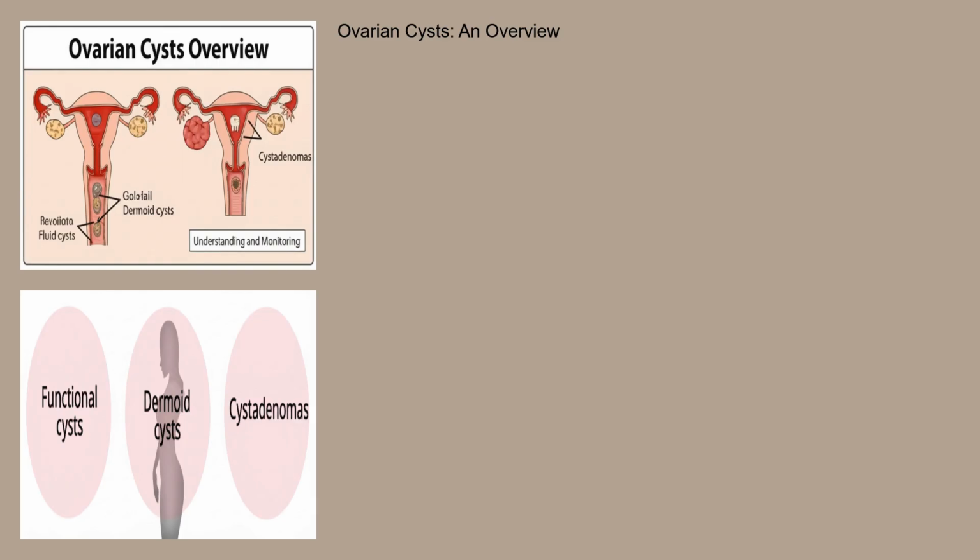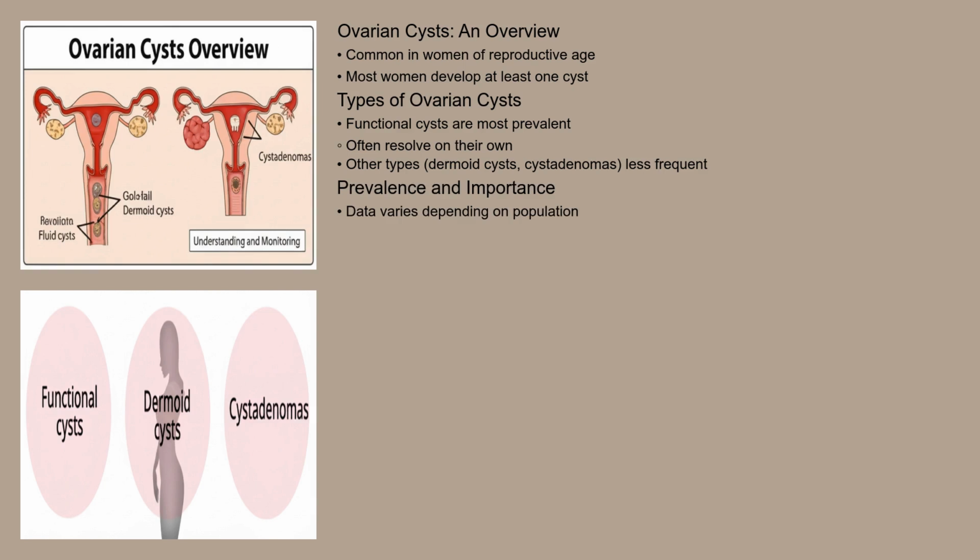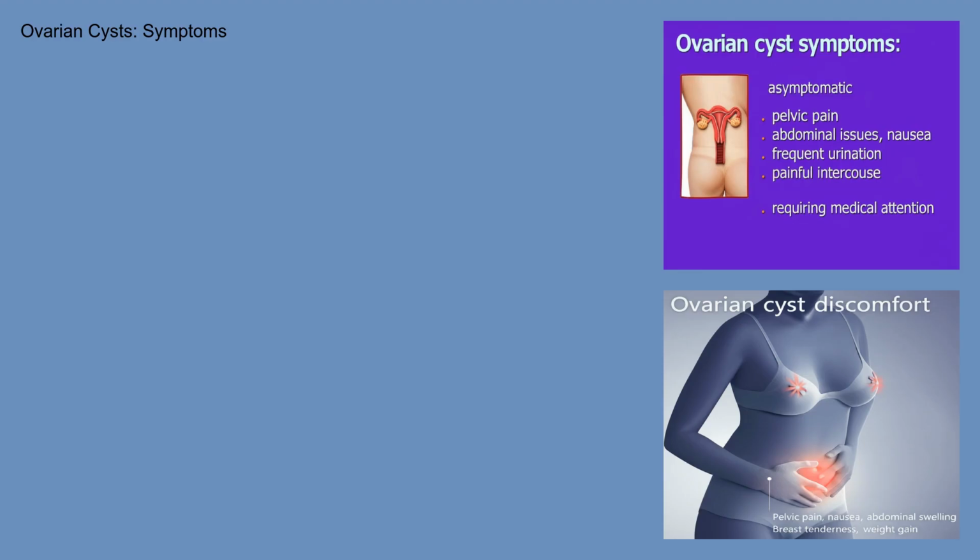The size, composition, and location of the cyst influence whether it causes symptoms or poses any risk. Ovarian cysts are incredibly common, particularly in women of reproductive age. Most women will develop at least one cyst during their lifetime. Functional cysts are the most prevalent and often resolve on their own. The occurrence of other types of cysts, such as dermoid cysts or cystadenomas, varies but is generally less frequent. Specific data may vary depending on the population studied, but the overall prevalence highlights the importance of understanding and monitoring ovarian cysts.